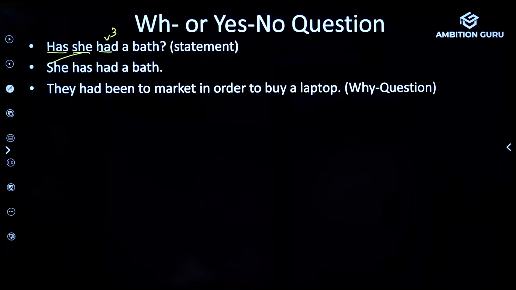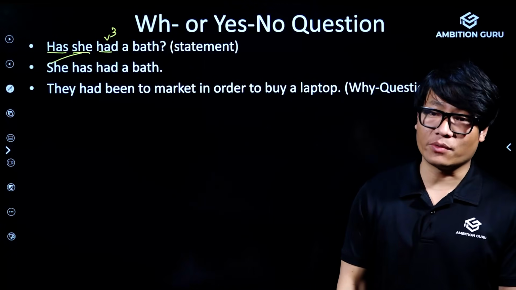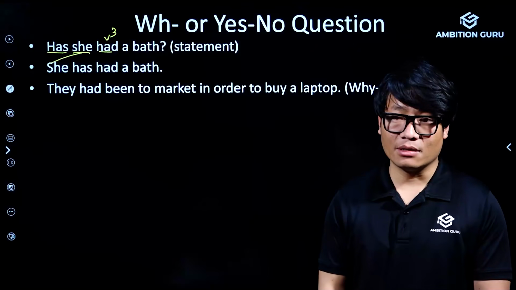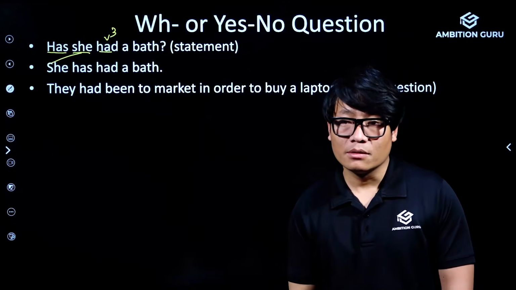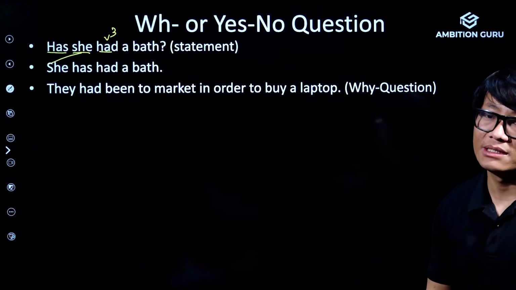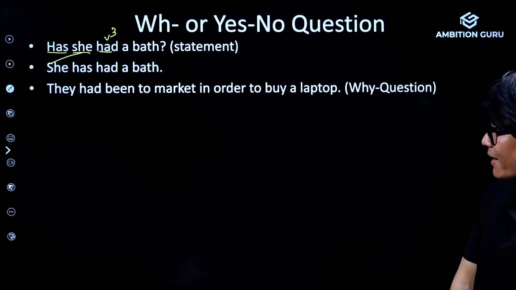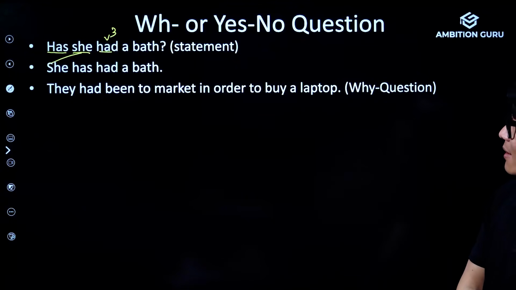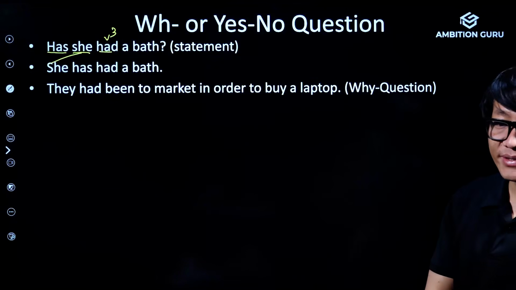Next question for you. They had been to market in order to buy a laptop, and you need to change this into a why question. Whether it is "when the conference will begin" or "begins", both can be right; it depends on the situation. Okay, they had been to market in order to buy a laptop. Now, what is its why question?